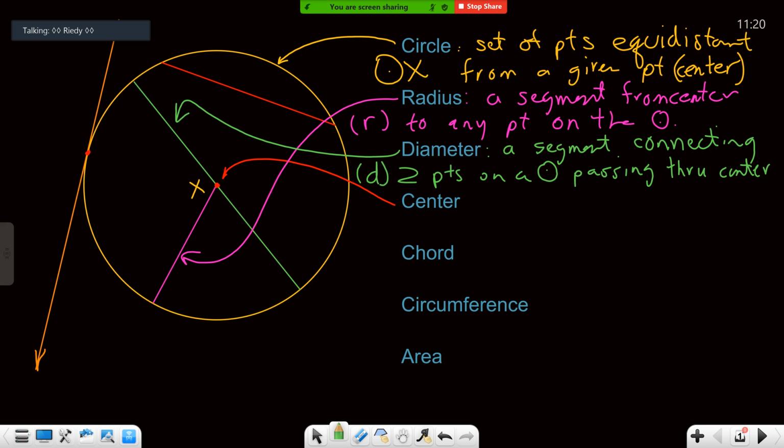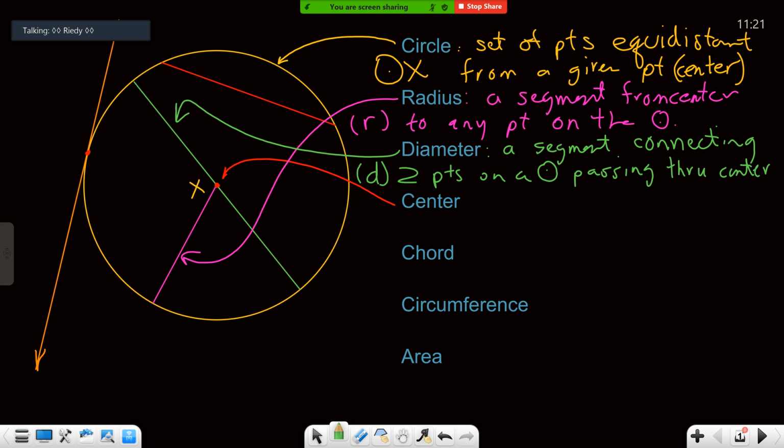Ethan, I'm almost done with you. What's the relationship between the length of the diameter and the length of the radius? The radius is half the diameter. Beautiful. Or the diameter is twice the radius. Good. We'll come back to that in a second. We don't need to talk about the center. It's just the point in the middle of the circle. Great.